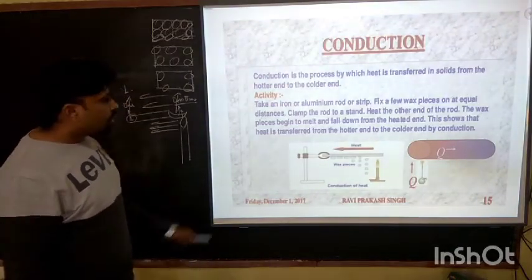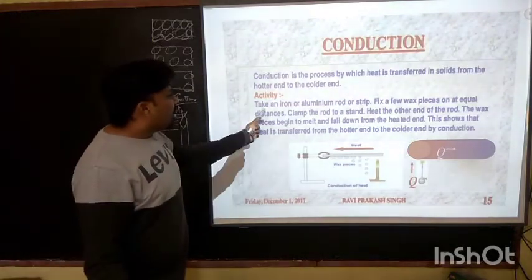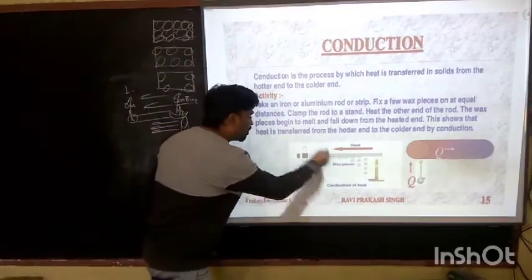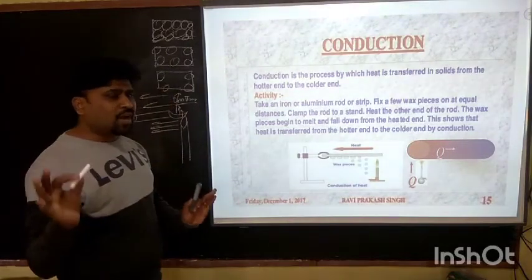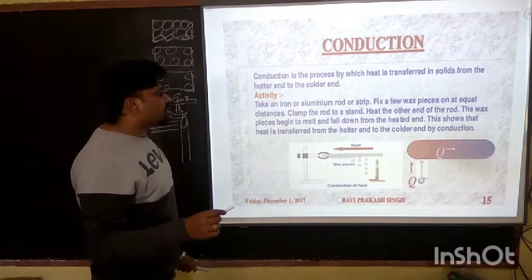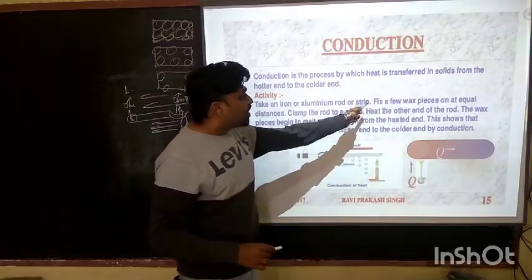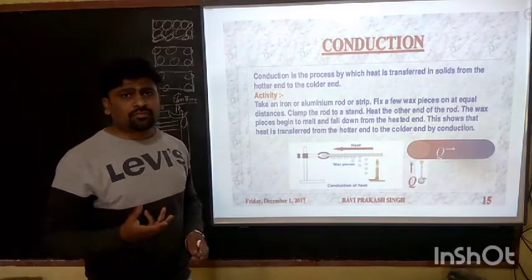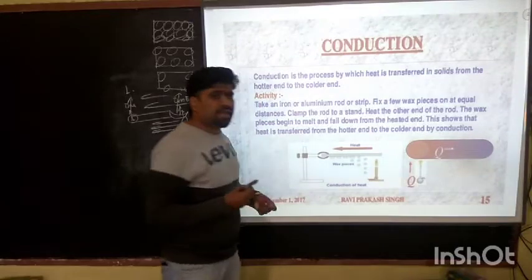Clear? Now there is one activity given here in the book. Take an iron or aluminium rod. Now this is a stand, made up of iron or aluminium. Clamp the rod to the stand, and heat the other end. Now fix a few wax pieces. Wax is nothing but mena, menbatti.